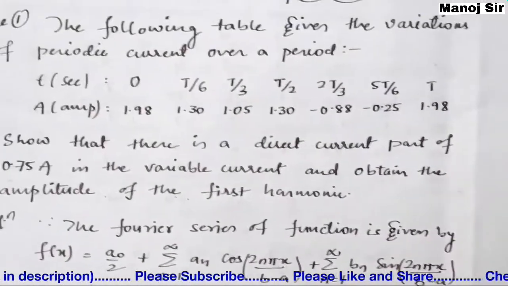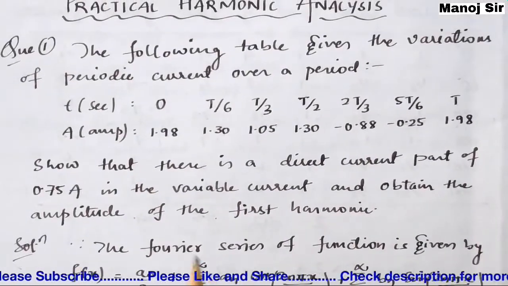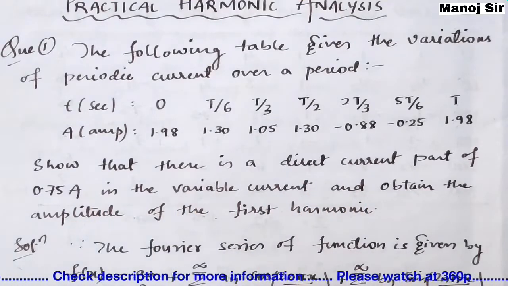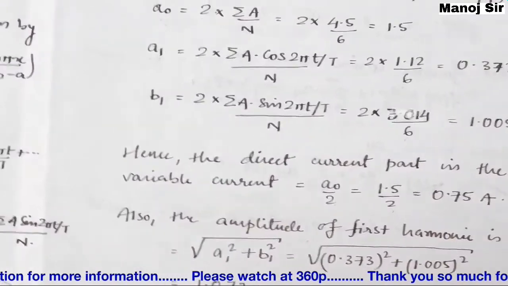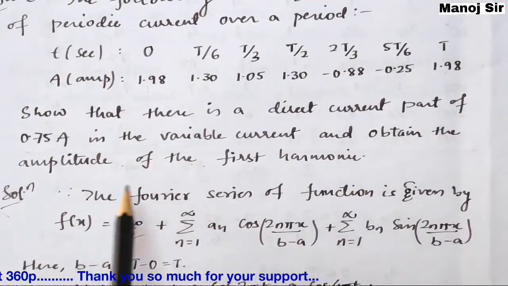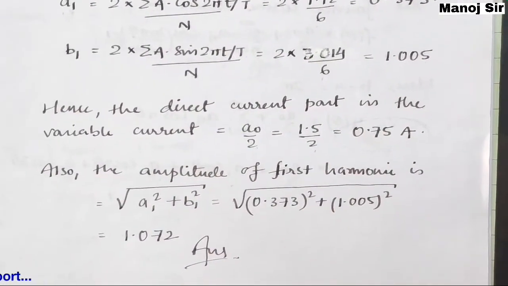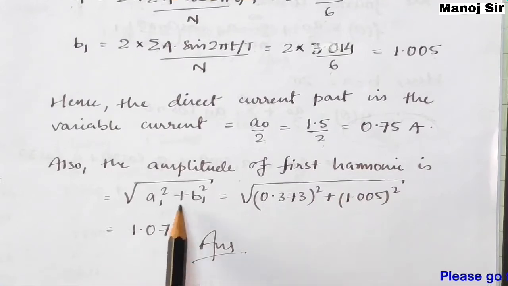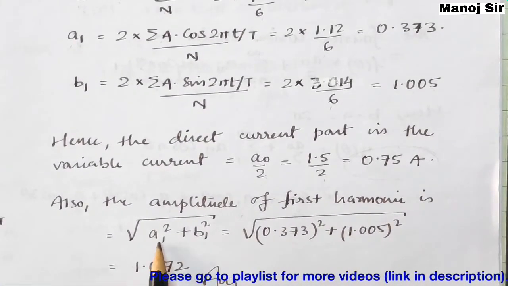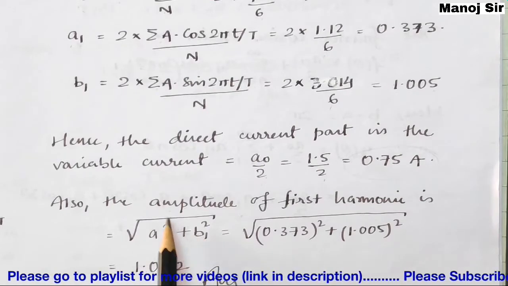Here you can see in the question it was asked that there is a direct current part of 0.75 ampere in the variable current. So the first part is over, and what is my second part? Obtain the amplitude of the first harmonic. It means we need to find the value of root of a1 square plus b1 square, that is the amplitude of the first harmonic.